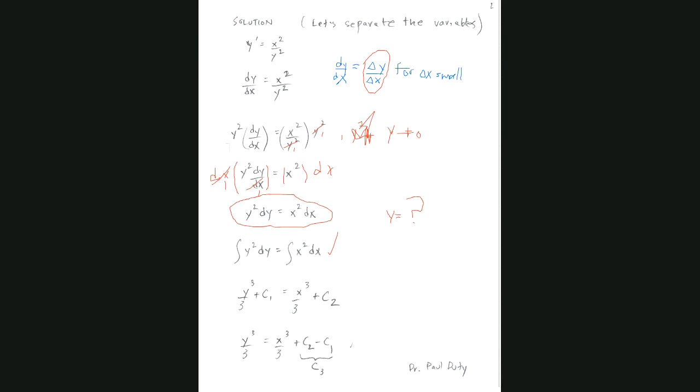Now remember the goal. The goal is to solve for y. So what I'm going to do is isolate the y. I want a y on the left side. I don't want y cubed over 3 plus c1. So first thing I'm going to do is subtract c1 from both sides. Right? It's an equation. And when I subtract c1 from both sides, I'll get y cubed over 3 equals x cubed over 3 plus c2 minus c1.